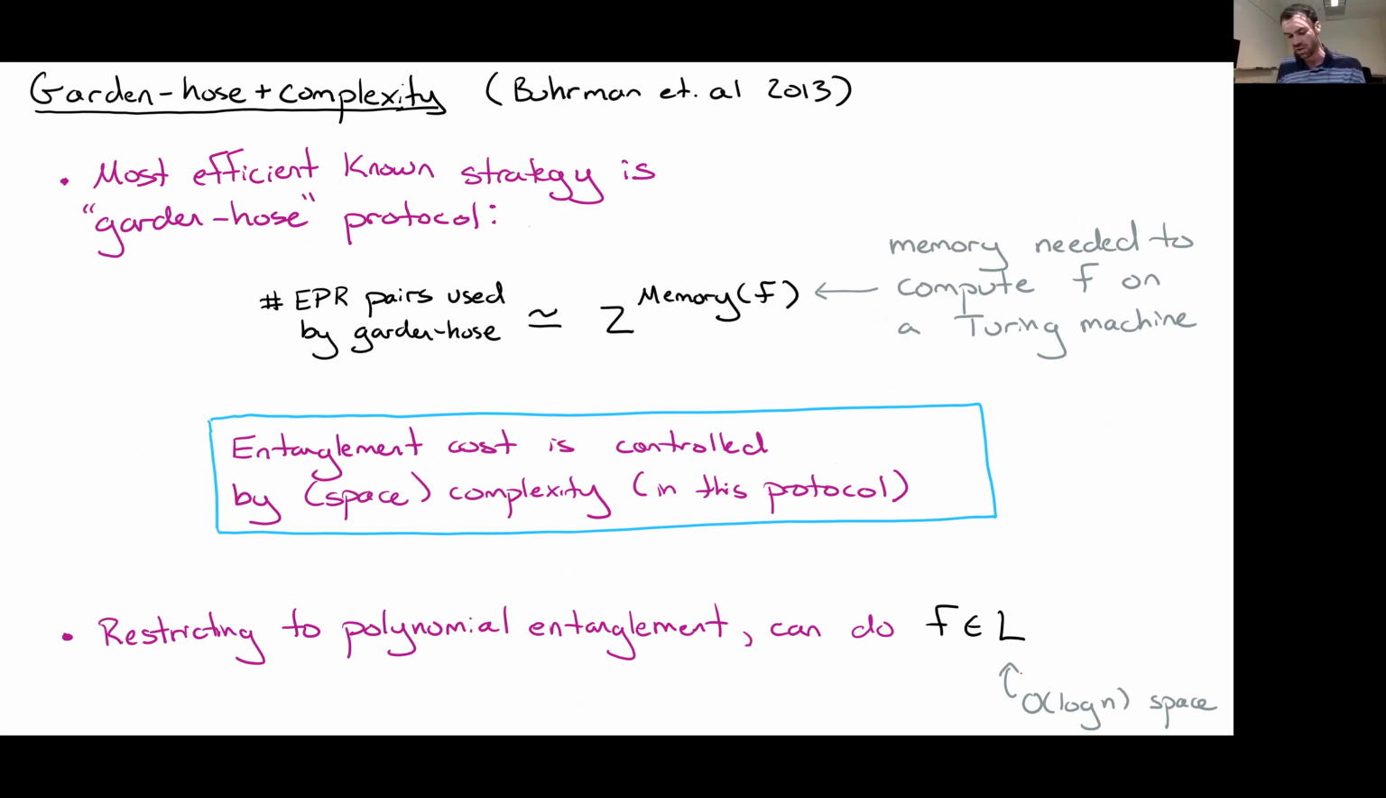So we have this F routing thing, and it is well studied because of the cryptographic application. The best known strategy, the one that's most efficient in terms of its entanglement cost, is what's called the garden hose strategy. The entanglement cost there is interesting. The number of EPR pairs you need to do the F routing task for some function F turns out to be given by 2 to the memory cost of computing F on a Turing machine.